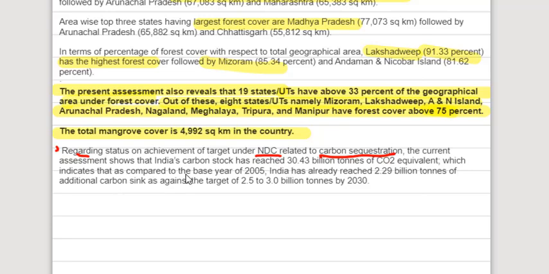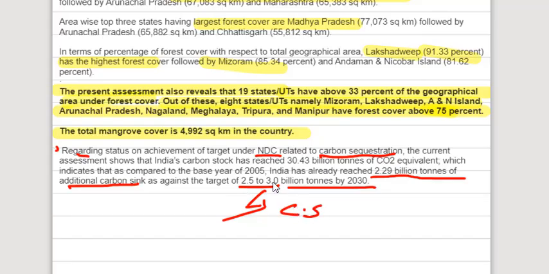The current assessment shows that India's carbon stock has reached 30.43 billion tons of CO2 equivalent, which indicates that as compared to the base year of 2005, India has already reached 2.29 billion tons of additional carbon sink as against the target of 2.523 billion tons by 2030. Actually, we have targeted 2.5 to 3 billion tons carbon sequestration by the year 2030. And currently we are at 2.29 billion tons. So we have come near to our set target.